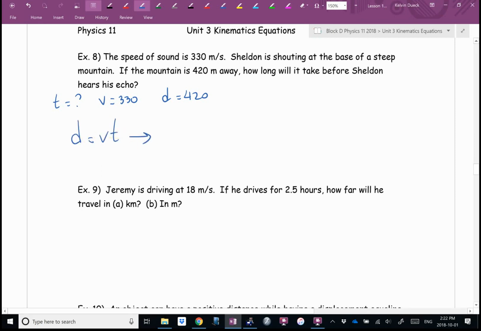Get the T by itself. How would I get the T by itself? Divide what? Let's use nouns and not pronouns. Divide the V over, okay? So if I have this equation on my formula sheet that contains the other three equations, I don't need to memorize them. They're all hidden in there. It's going to be D over V. So you're telling me it's going to be 420 divided by 330? Is that correct?